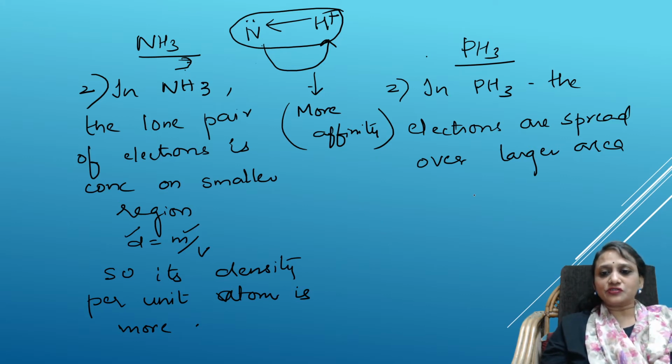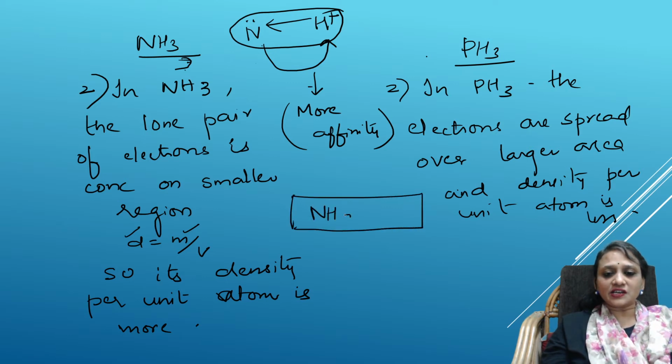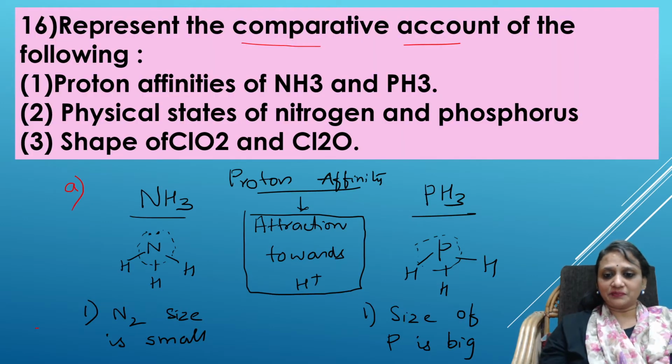So what is the conclusion, students? In PH3, electrons are spread over a larger area, and the density per unit atom is less. Correct, my students? Okay. So what is the conclusion? NH3 has more affinity than PH3. Perfect. This is the first question, how you should write the comparative study.